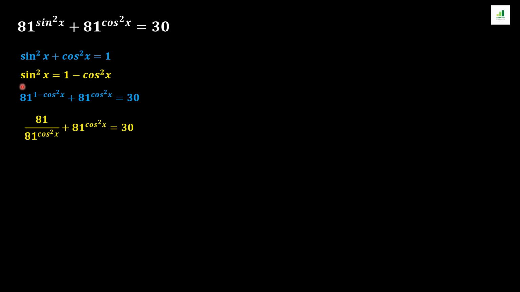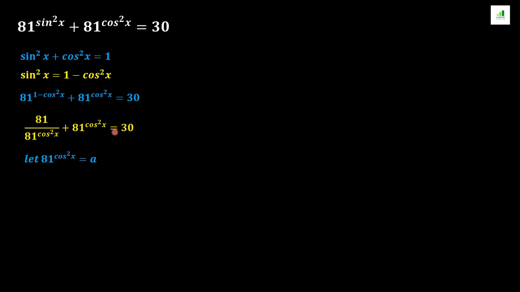Now, this expression can be written as 81 over 81 to the power cos square x, because when we break this power, we can write 81 to the power 1 as 81, and 81 to the power minus cos square x is a negative power, so it will move from numerator to denominator and convert into 81 to the power cos square x. The other part of the equation will remain the same, which is plus 81 to the power cos square x is equal to 30.